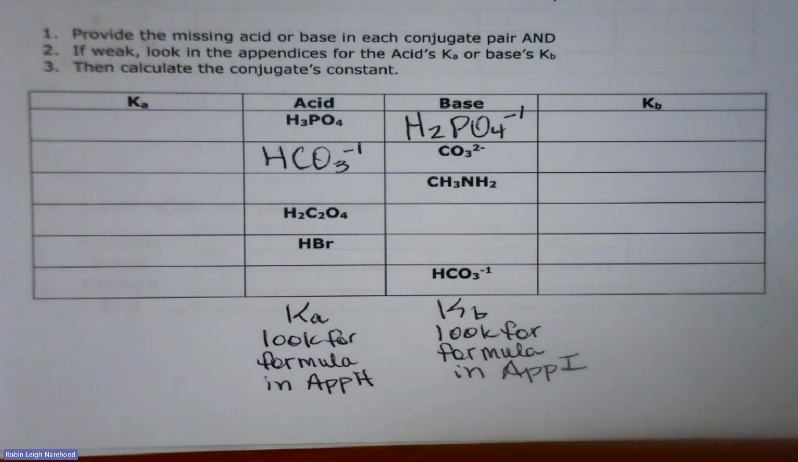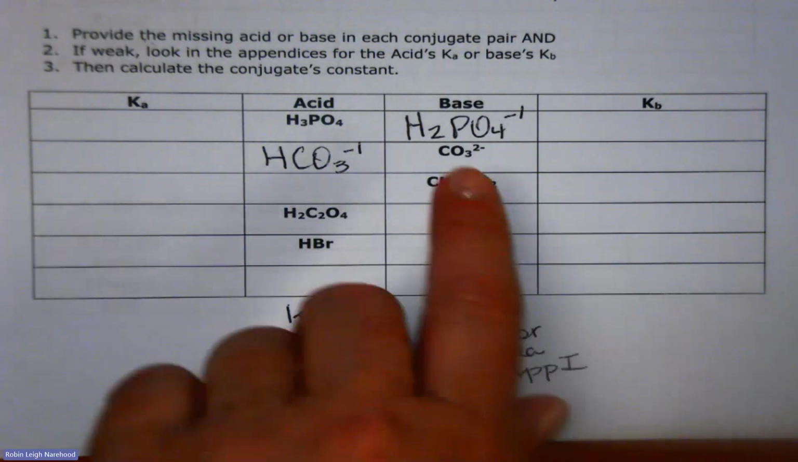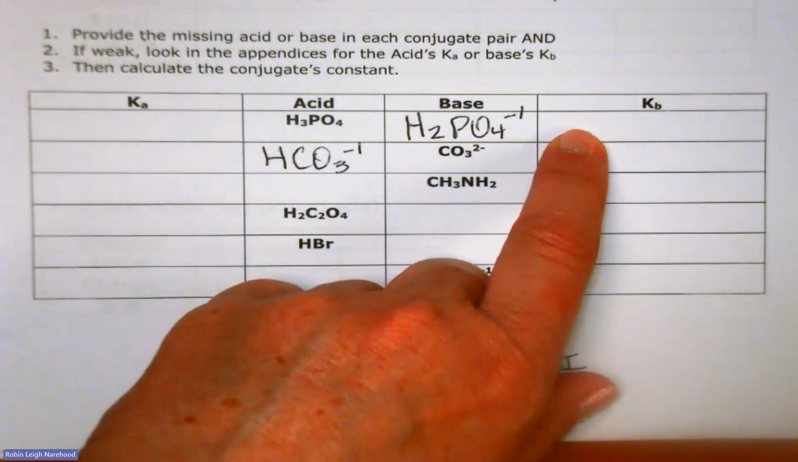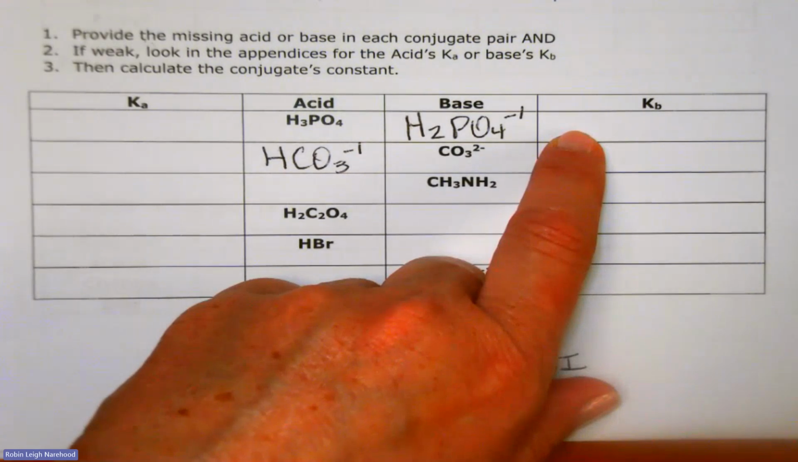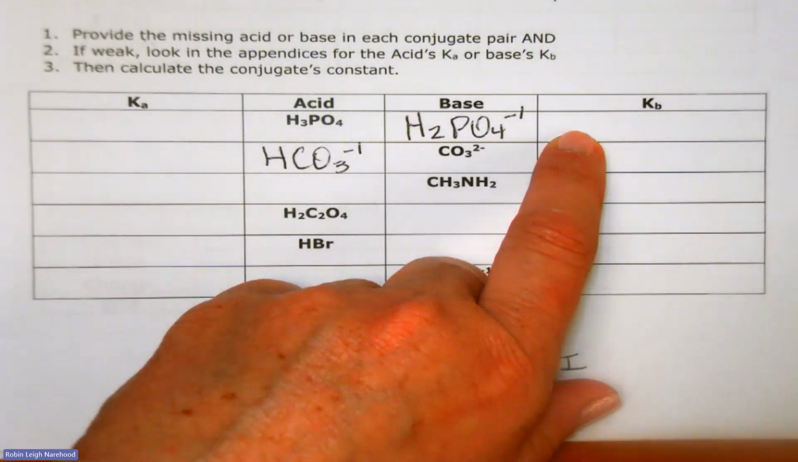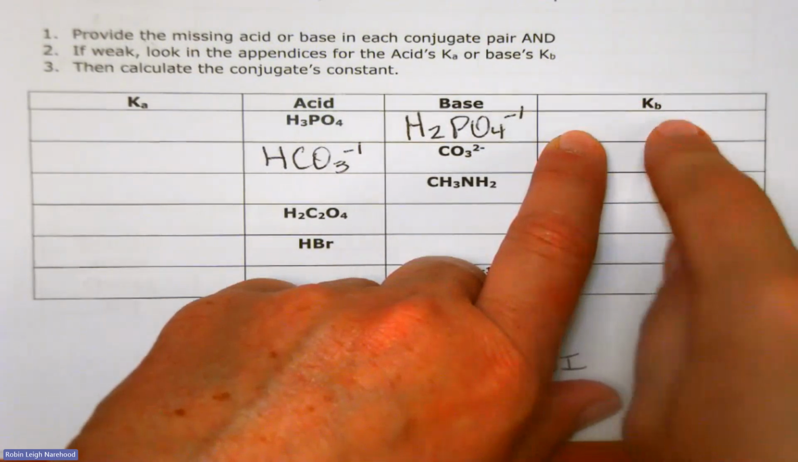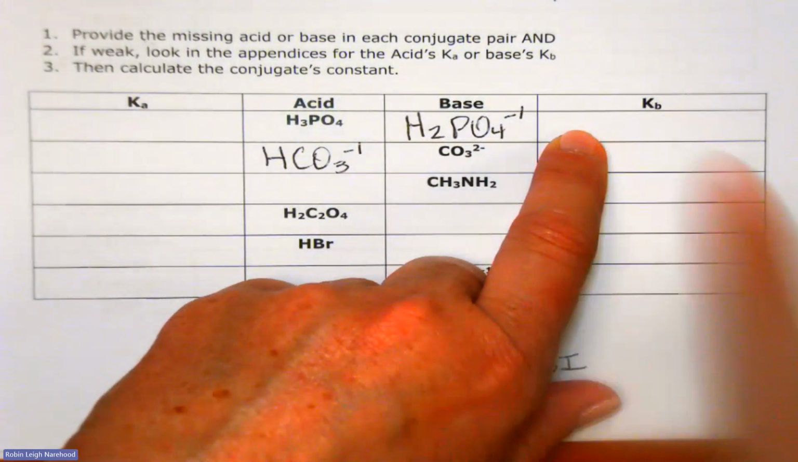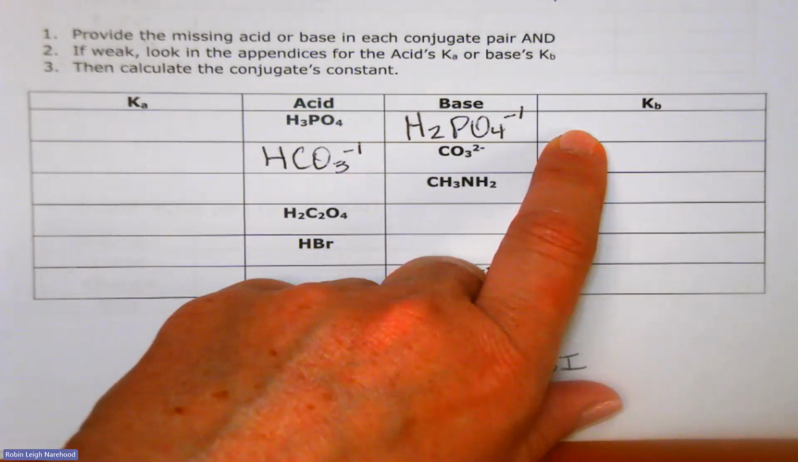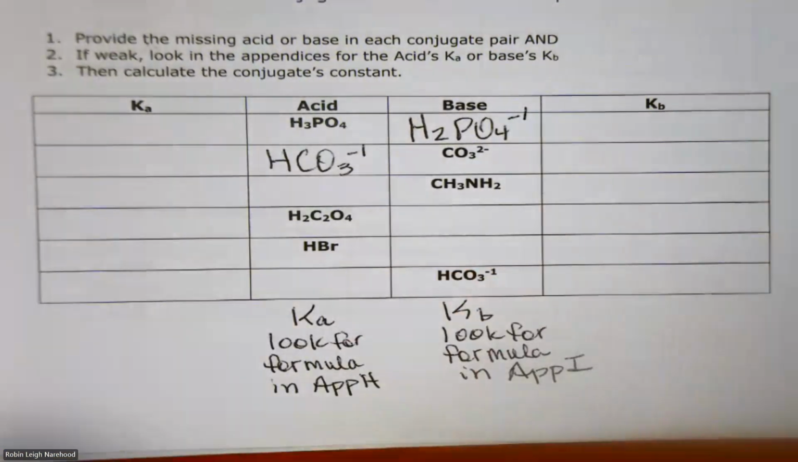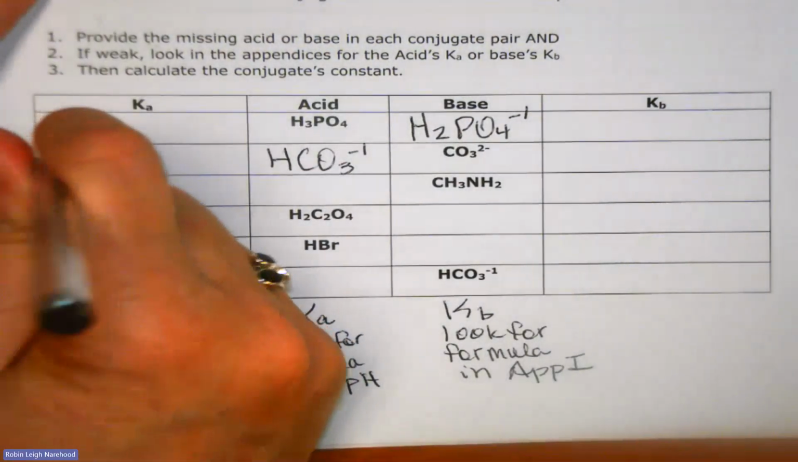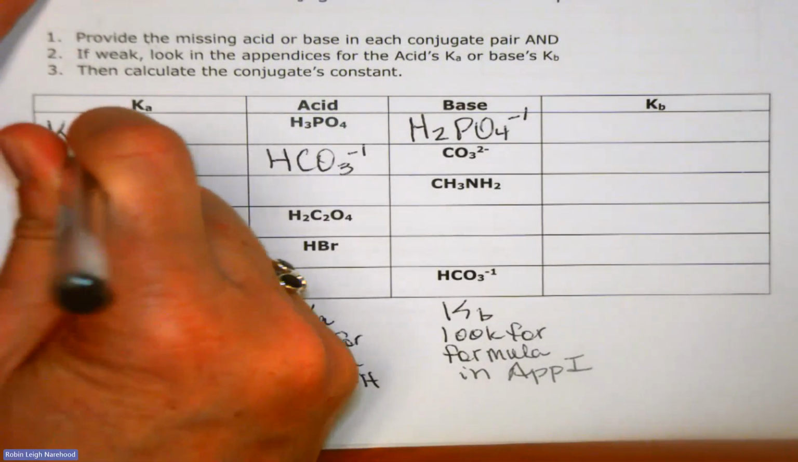What does an acid do? Lose a hydrogen. What does a base do? Gains a hydrogen. So if we wrote down the number from that appendix H here, that would be its equilibrium constant when it acts like an acid. We want the constant when it acts like a base, which are two different things. And so the only value that we can look up is the Ka.